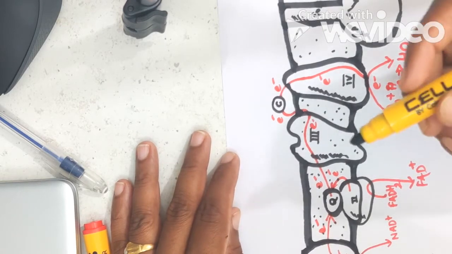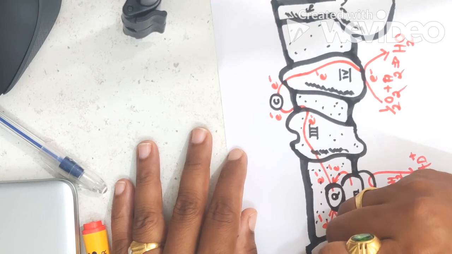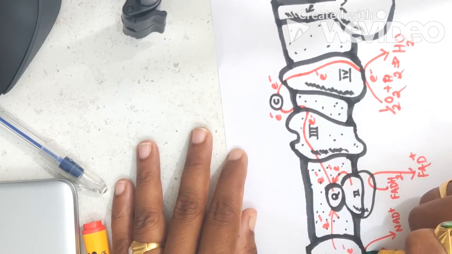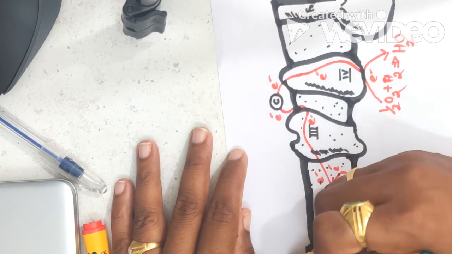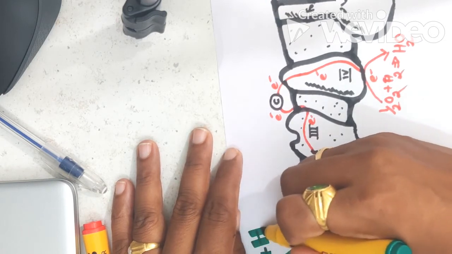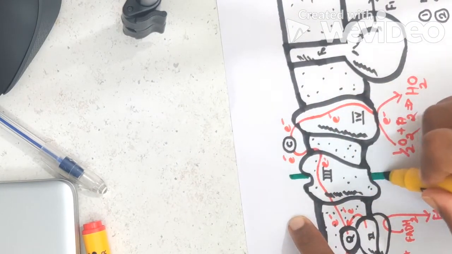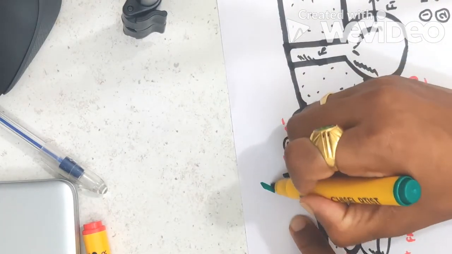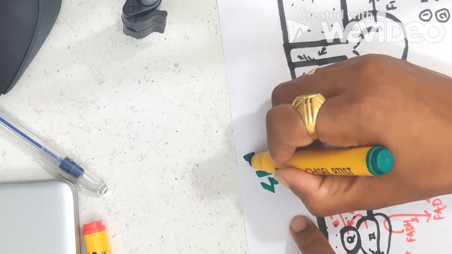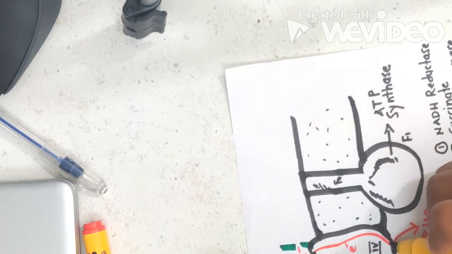Meanwhile, during the transport of electrons from one complex to another, out of 4 complexes, 3 complexes work like a proton pump. The first and third complexes pump 4 protons respectively from the matrix to the inner mitochondrial space, and 2 protons are pumped by complex number 4 from the mitochondrial matrix to the inner mitochondrial space.